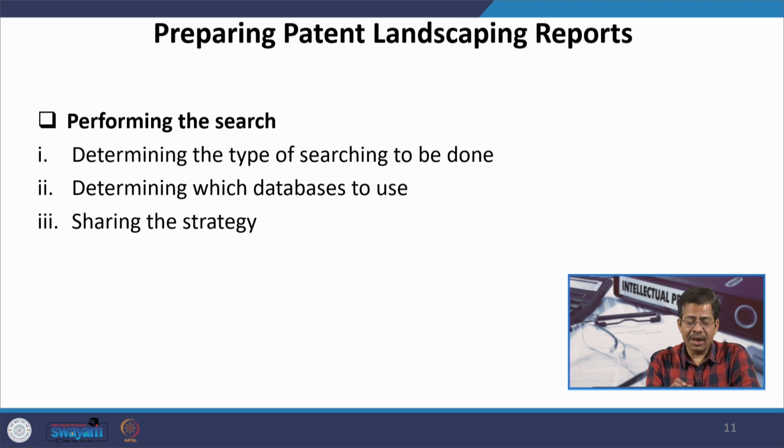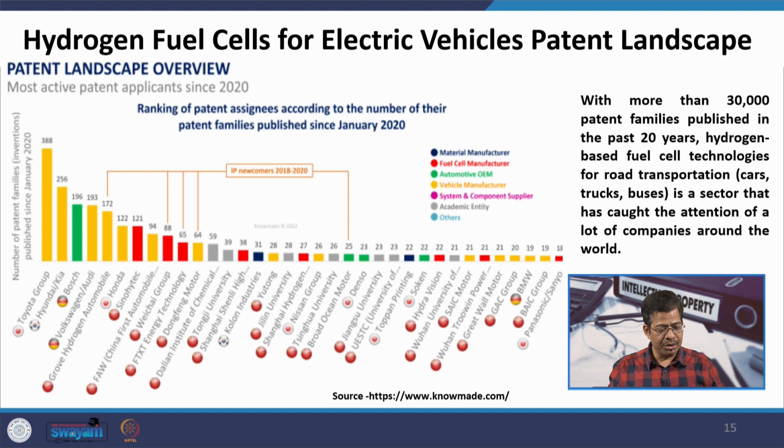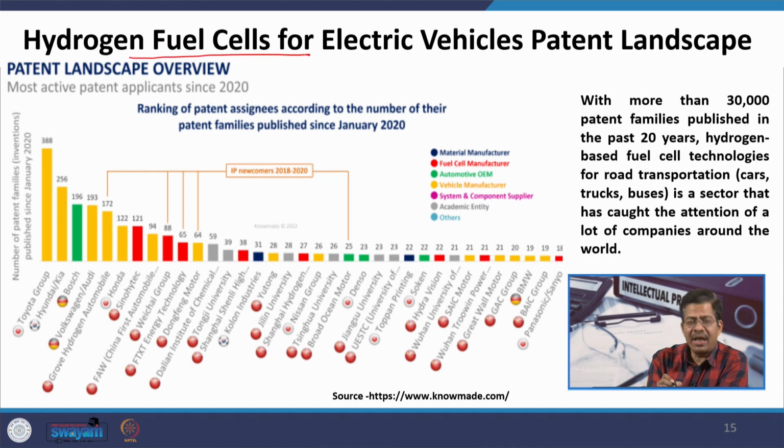Then the important thing is you have to perform the search. In this presentation, in this session, we are going to see some of the important types of searches and their important outcome. Let me just go to that. This is the outcome of one important search we did on hydrogen fuel cells for electric vehicles patent landscaping. This is one very popular area.